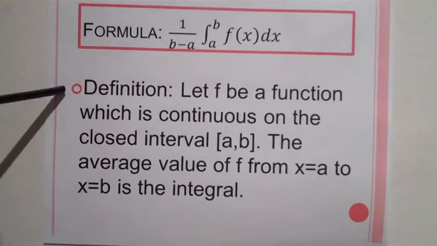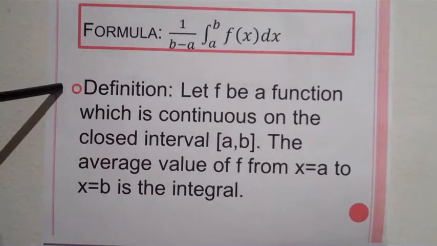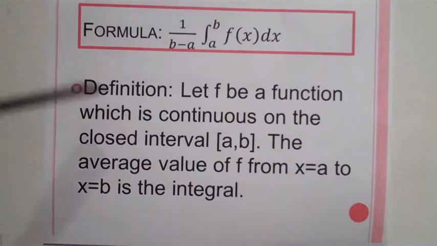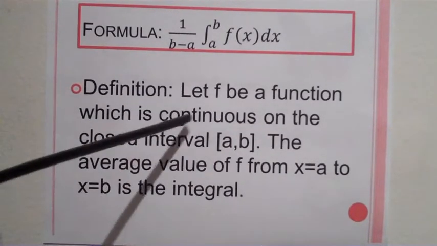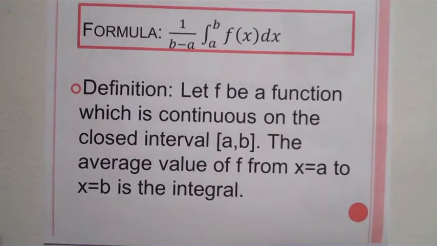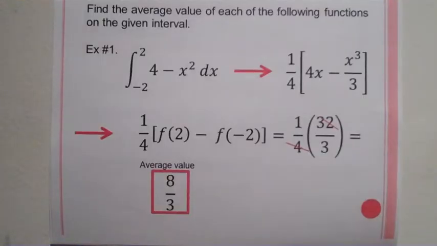The definition of the average value of a function is: let f be a function which is continuous on the closed interval from a to b. The average value of f from x equals a to x equals b is the integral. Let's start off with some examples.